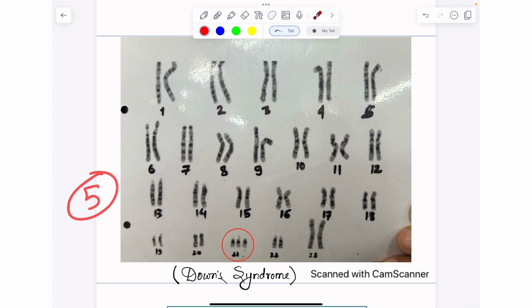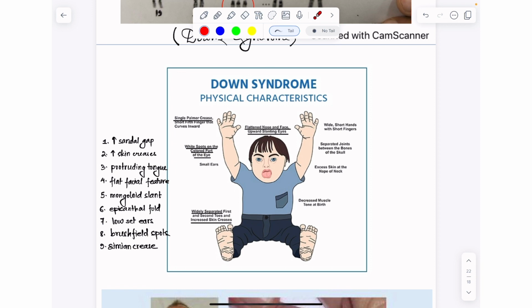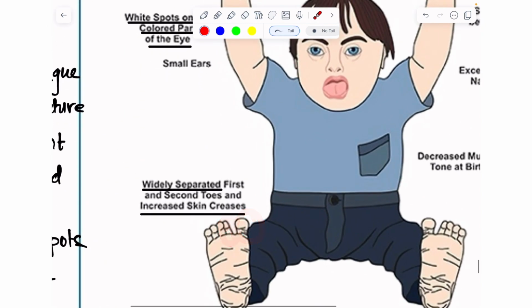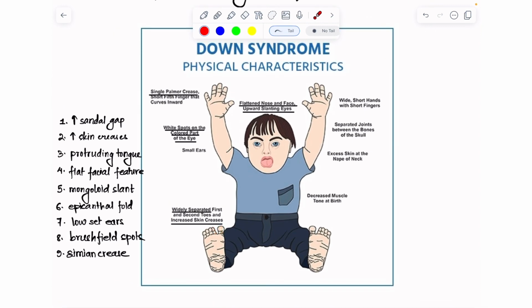Okay, question number 5. Here we have trisomy 21, and this karyotype is of Down syndrome. In Down syndrome, the following features are visible. Number 1, the gap present between the big toe and the second toe is large, which is called the sandal gap. In Down syndrome children, sandal gap is large. Also, there are lots of skin creases on the sole of the feet.